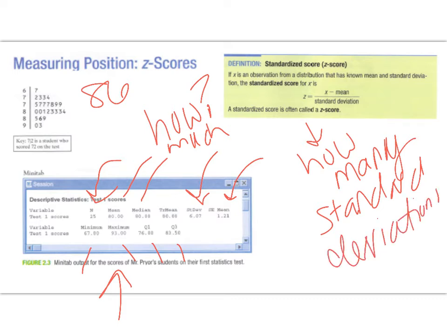If she's lower, then it would be a negative. If she's above, then it would be a positive. But that's what we're doing when we're standardizing her score. Okay, we're standardizing it here. We're saying how many standard deviations away from the mean is she? Again, positive would be above.